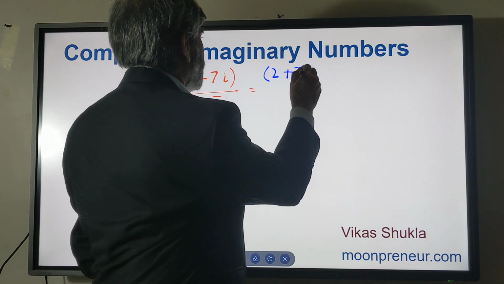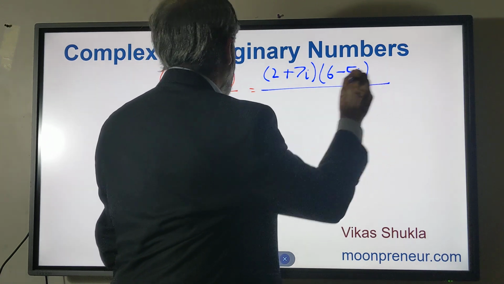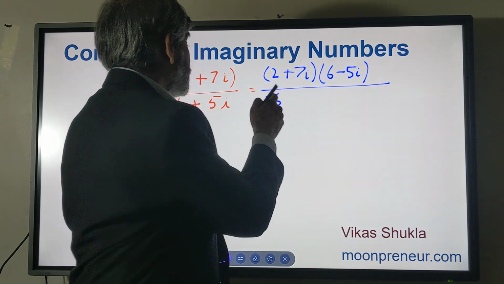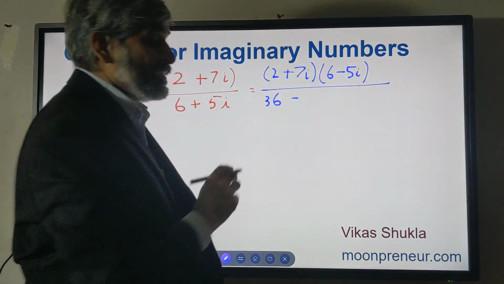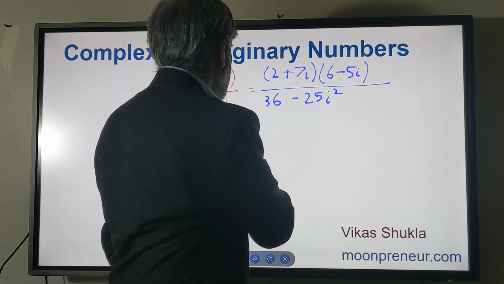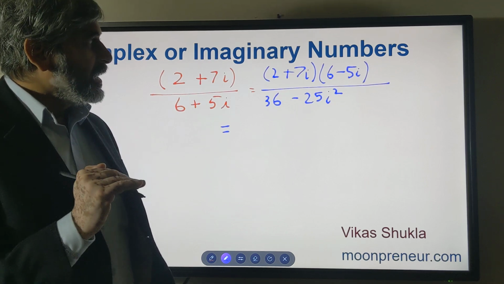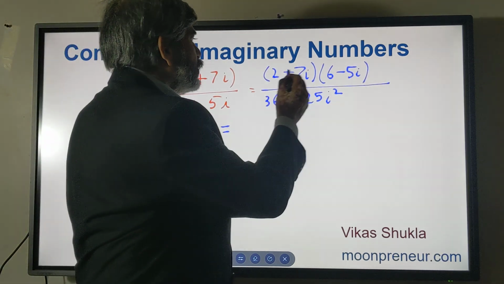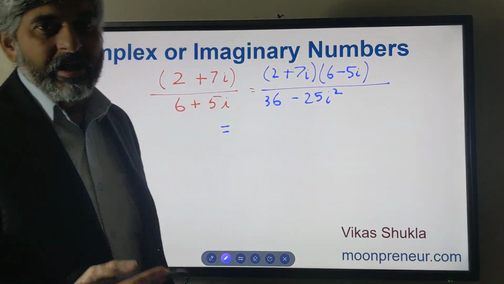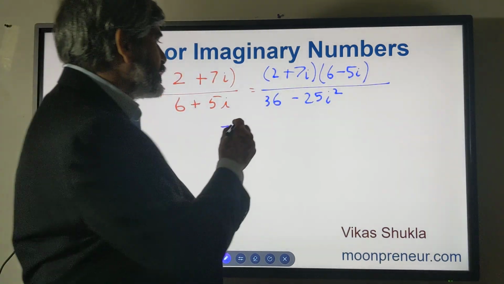So 2 plus 7i multiplied by 6 minus 5i divided by 6. I write it directly. So it is 6 squared 36 minus 5i whole square, that is 25i squared. And then you start making the habit of eliminating some of the intermediate steps to get the faster result. So 2 into 6 is 12 minus 35i squared, which is plus 35. 12 plus 35 is 47.